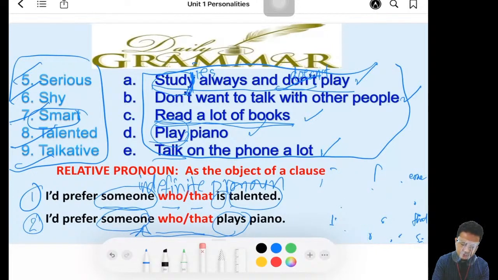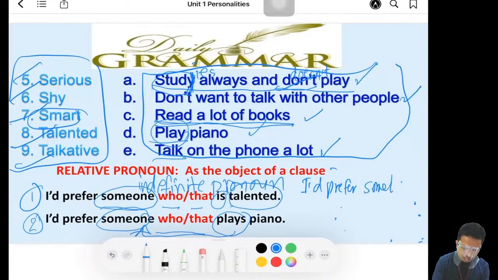Another example. Let's try to use somebody. I prefer somebody. Take note, somebody is also an indefinite pronoun, therefore it is always followed by a singular verb. Let's use who as the relative pronoun. I prefer somebody who is, take note, is agrees with the word somebody, which is our object of a clause, who is talkative.